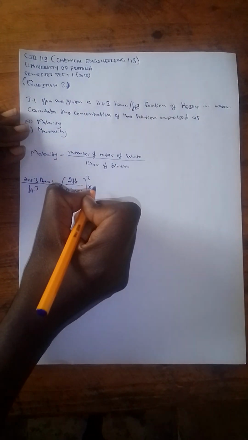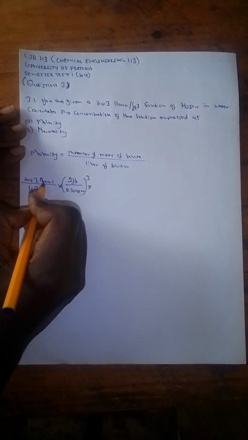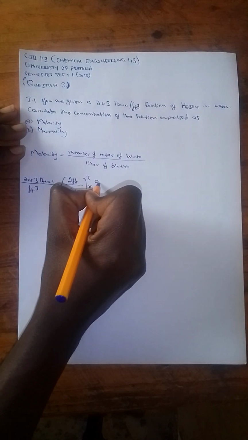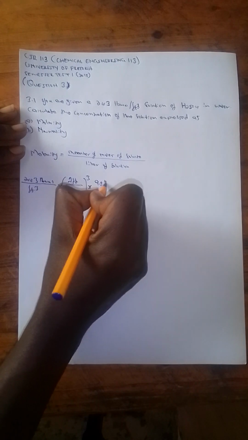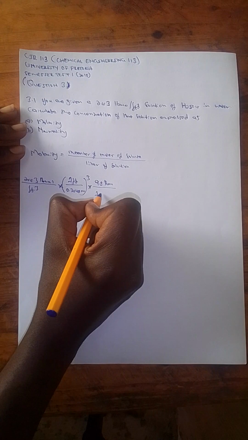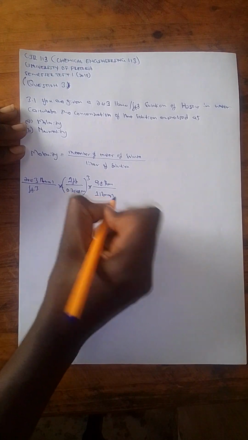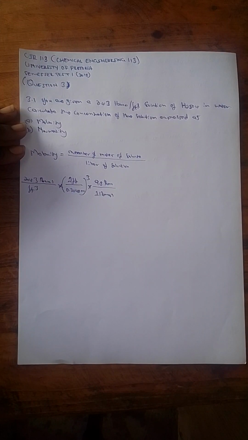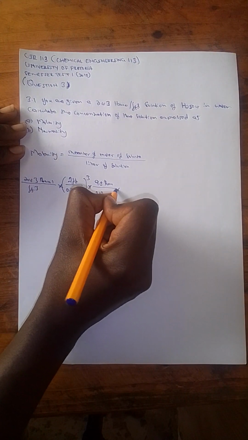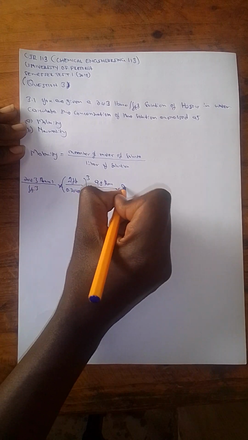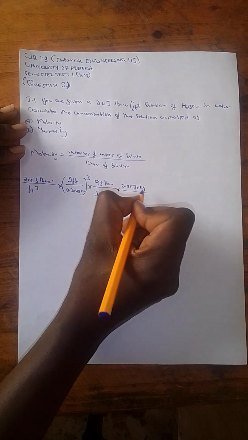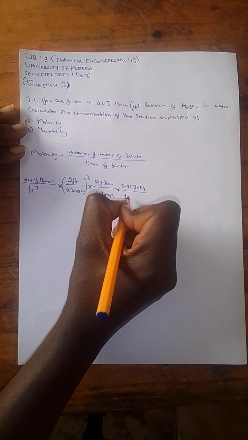Next, we can convert our pound mole into pound mass. We know the molar mass of H2SO4 is 98, so we can say 98 pound mass all over 1 pound mole. Then next we can convert the pound mass to kilograms, so we multiply by 0.4536 kilograms all over 1 pound mass.